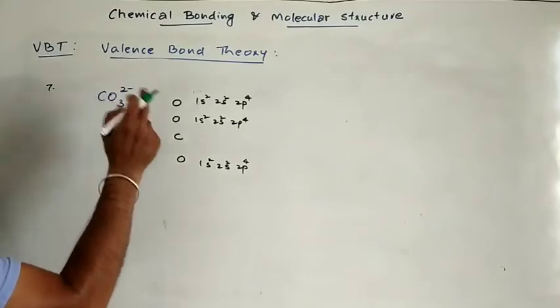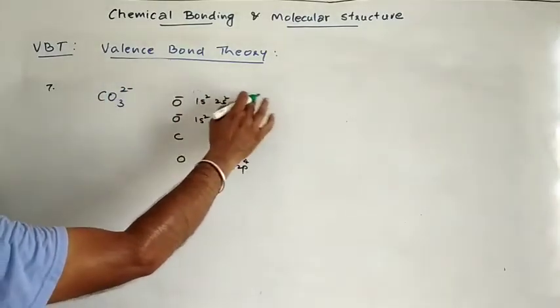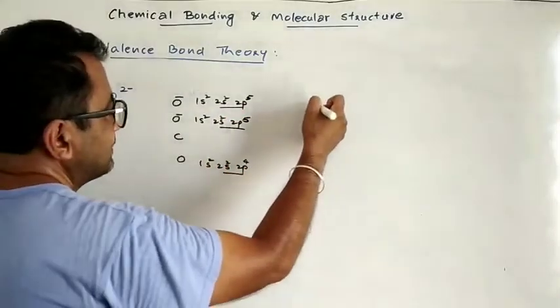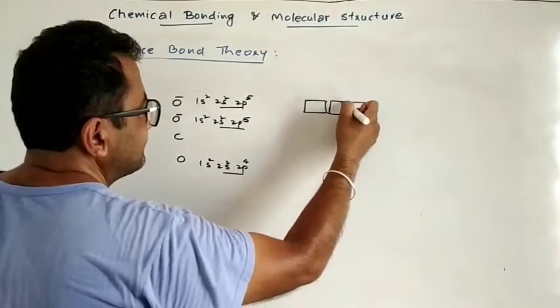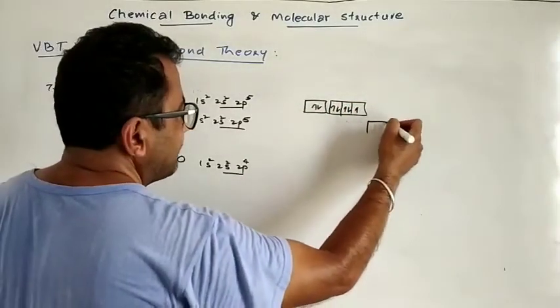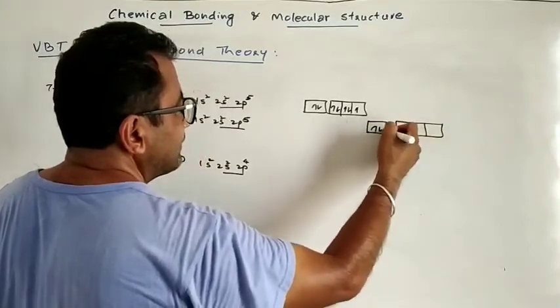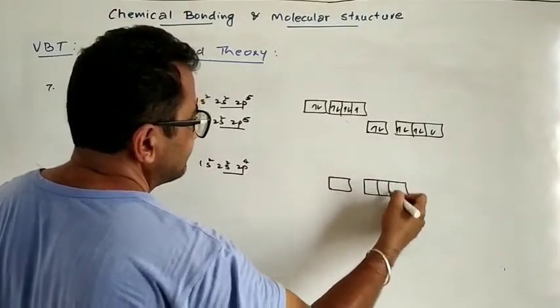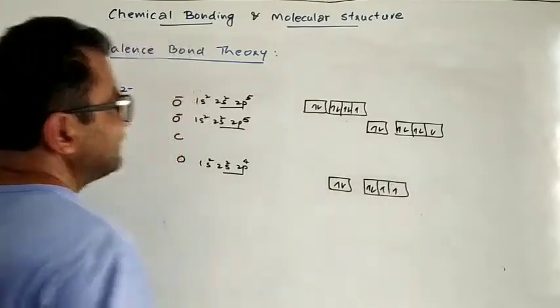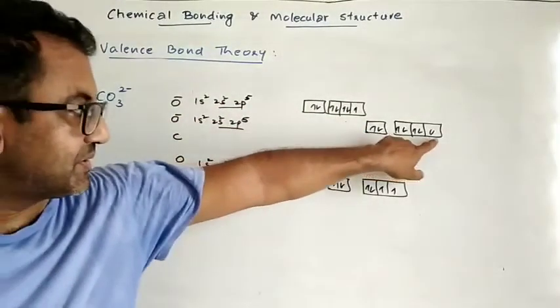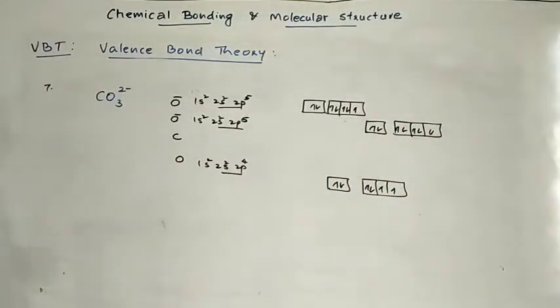Out of 3 oxygens, 2 oxygens are negative. So suppose these 2 are negative. It means their configuration becomes 2p5, 2p5. If we draw the Lewis structure of the outermost configuration, this is for the first O negative, this is for the second O negative, and this is for the neutral oxygen. So a total of 4 unpaired electrons are required. One is unpaired on this one, one on this one, and 2 on this one. So carbon should have 4 unpaired electrons.